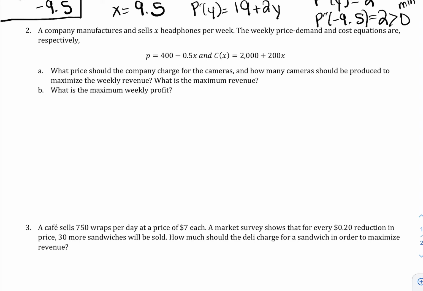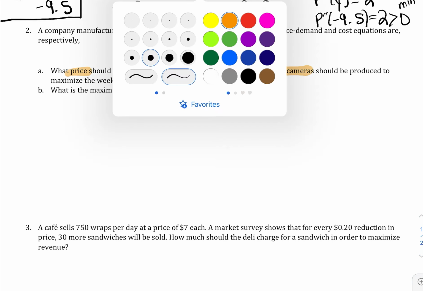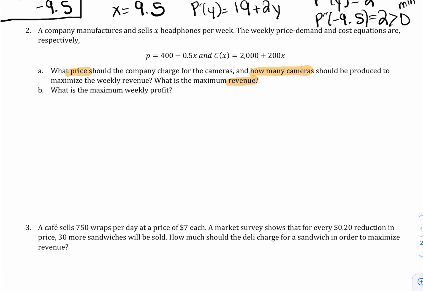What price should the company charge for the cameras? And how many cameras should be produced to maximize the weekly revenue? What is the maximum revenue? So they're actually asking us for three things here in one question: the price, how many cameras, and the revenue. But what is not changing in all of those is that we're maximizing revenue. So we are going to have to take the derivative of the revenue function.